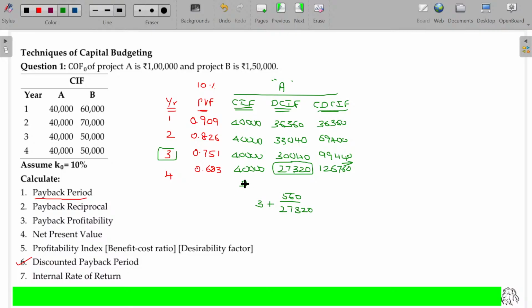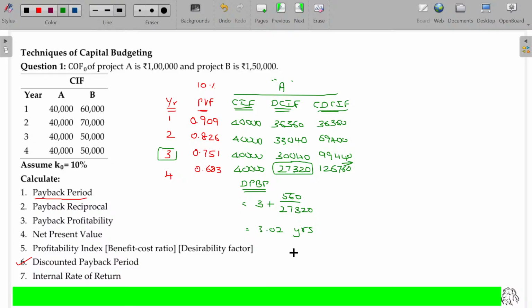This is how you can calculate the discounted payback period. 3 plus 560 divided by 27,320. Then what is the ultimate value? 3.02 years. You will get your investment back by the end of 3.02 years. Without discounting, we get it by 2.5 years, but now it takes another half year extra for recovery of that interest component. Clear? Hope now you'll be able to understand the calculation for project A.